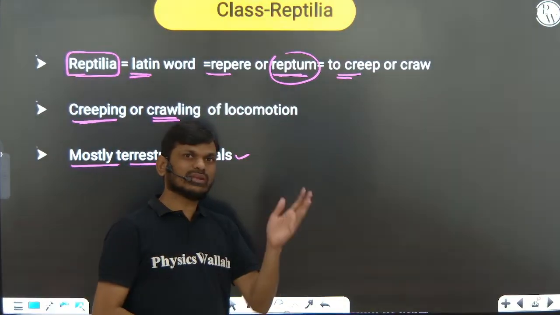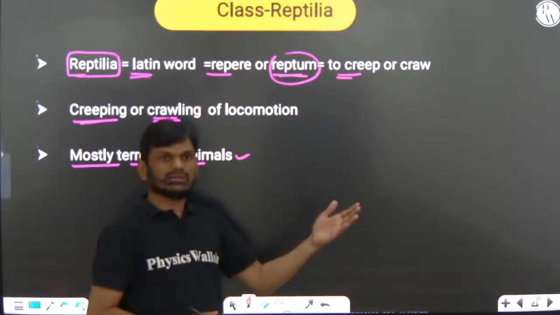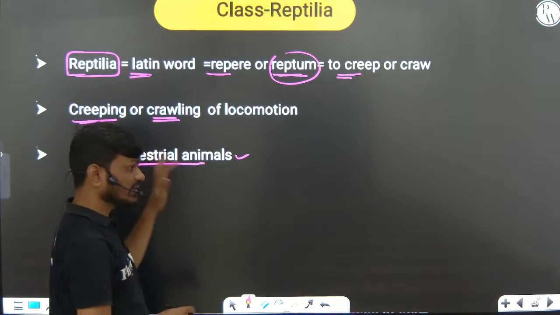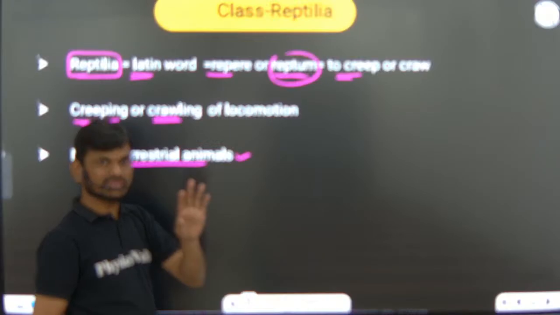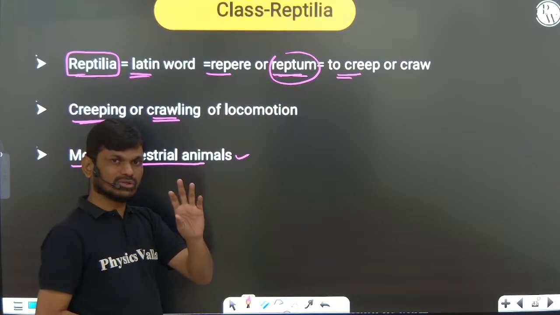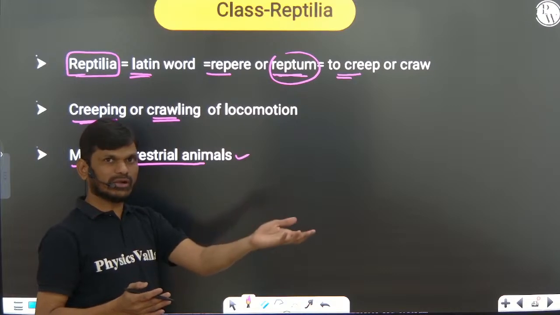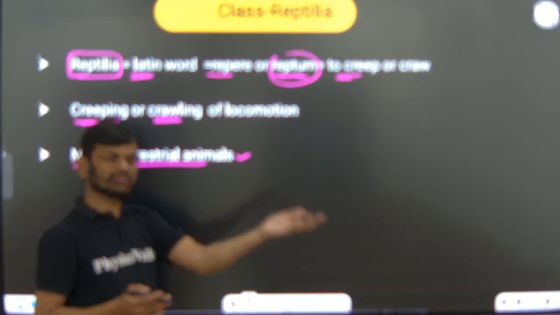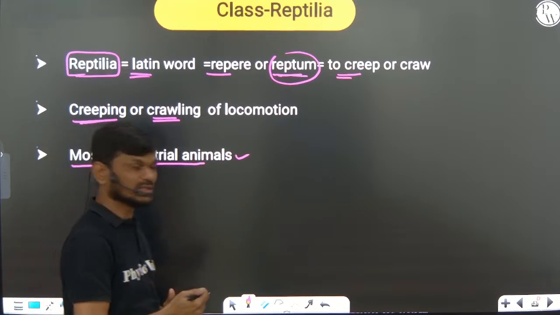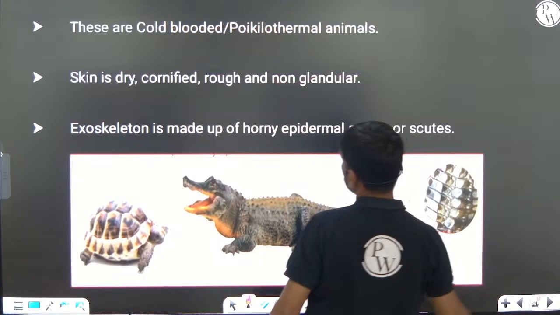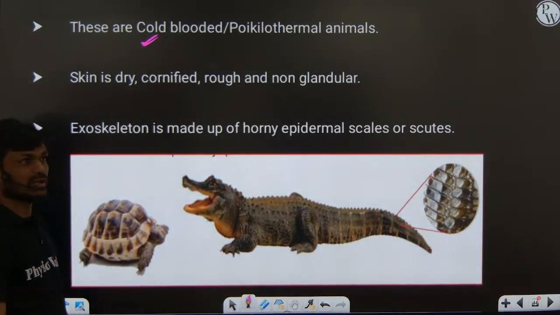Mostly terrestrial habitat. Earlier we studied that amphibia are present in water and on land, but 99% of these animals are present on land except crocodiles, alligators, and tortoises. For some period of their life cycle they are present in water also, aquatic as well as terrestrial, but mostly terrestrial animals. They are also cold-blooded animals.